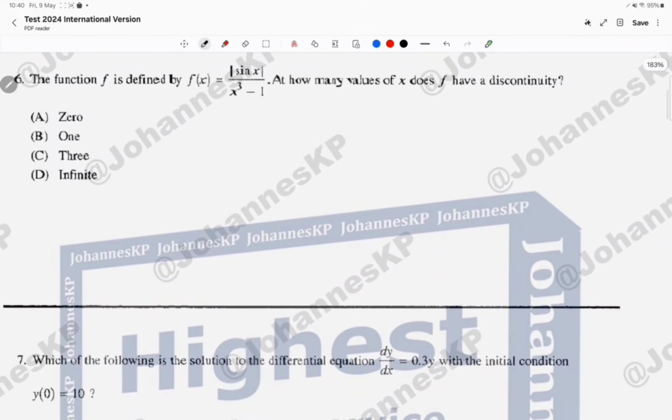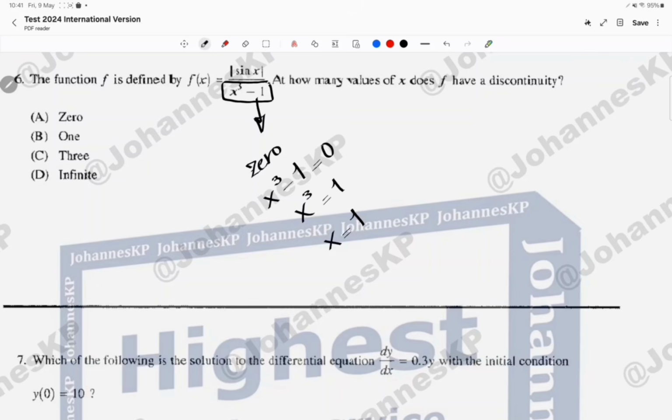Question 6. The function is defined by this guy. At how many values of x does f have a discontinuity? So discontinuity basically means that this here, right? If I were to equalize it to 0, I would get a certain x value, correct? Yes. Okay. So that means I will do x cubed minus 1 is equal to 0. X cubed is equal to 1. So x is equal to 1 as well.